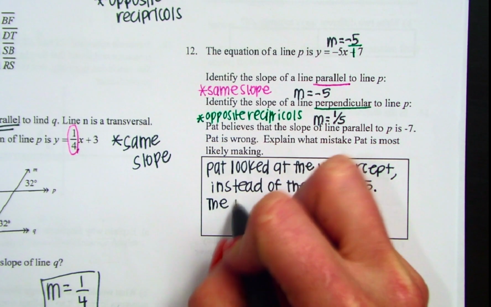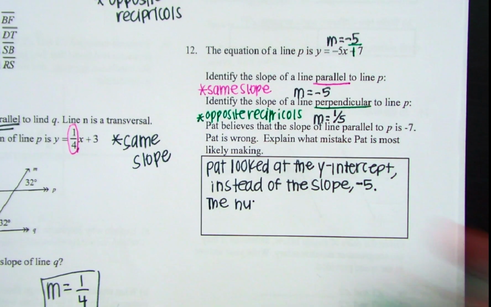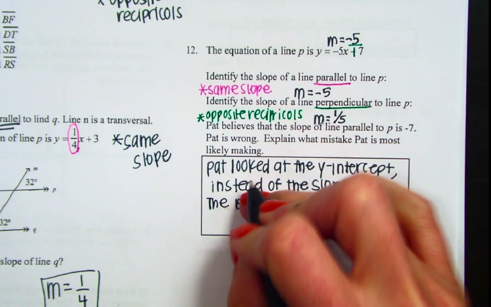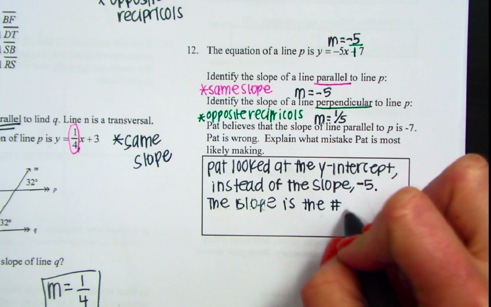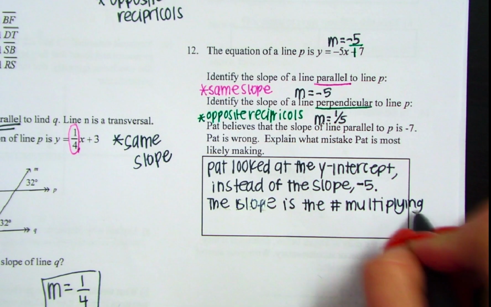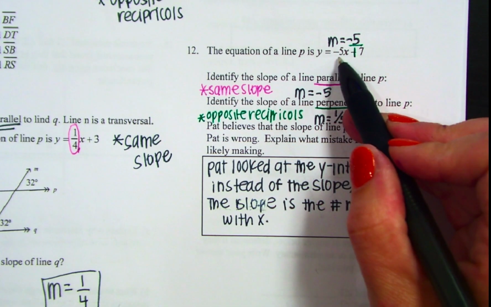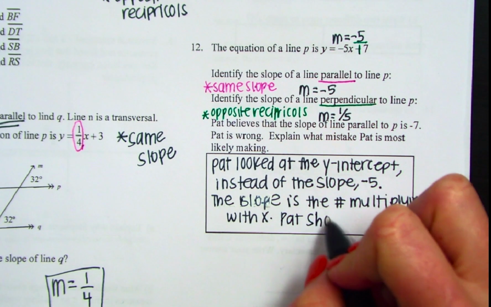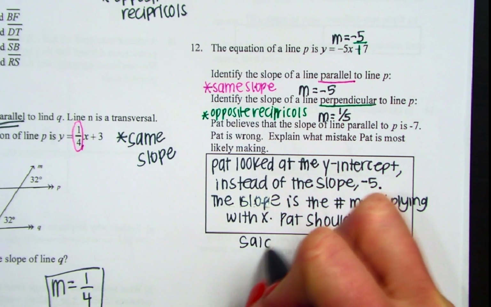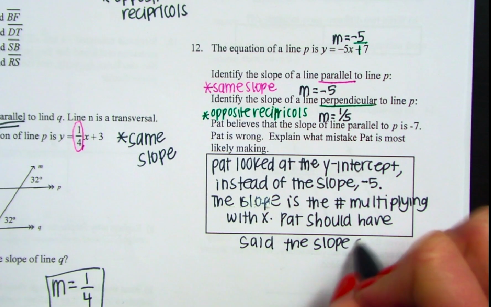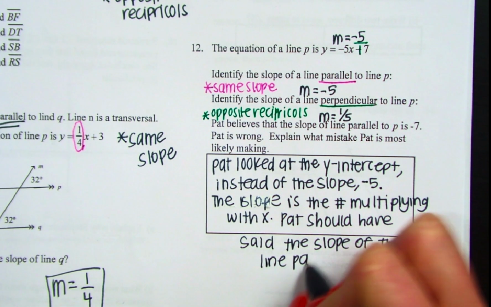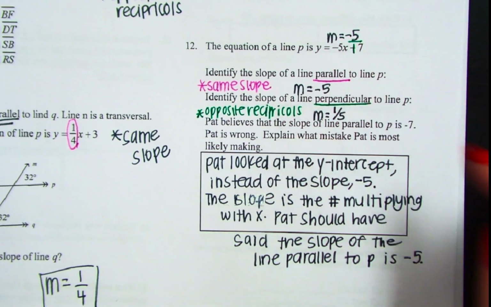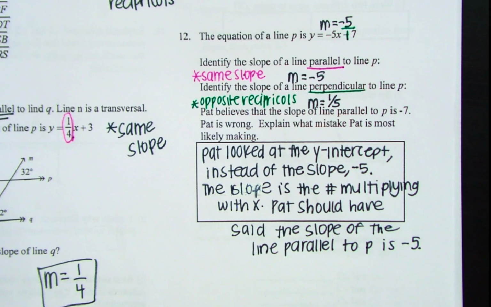So we can write down, so that Pat doesn't make this mistake again, the slope is the number multiplying with x. So that number that's in front of x is the slope, not the number out here. So he or she, Pat, should have said the slope of the line parallel to P is -5. Because it's going to be the same as the slope there, so -5.